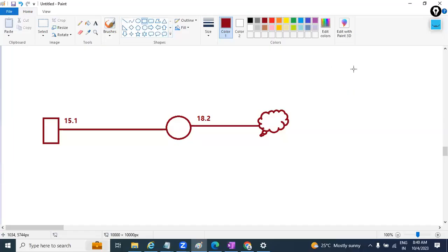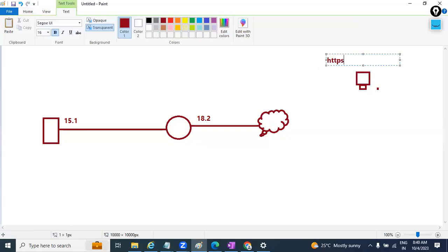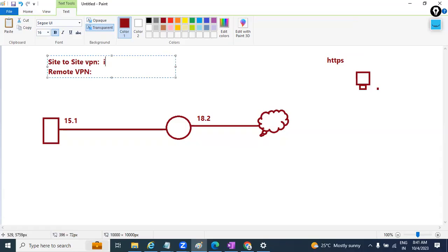Now, this says I'm a user. I want to access that particular server. So what happened? Cisco would ask you to use HTTPS. HTTPS means one of the VPNs here. This is the category of remote VPN. Earlier, which category was there? Site-to-site VPN. In site-to-site VPN, most of the time we have to use the IPsec protocol. And in remote VPN, we have to use the SSL protocol.